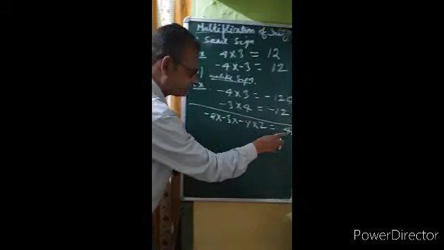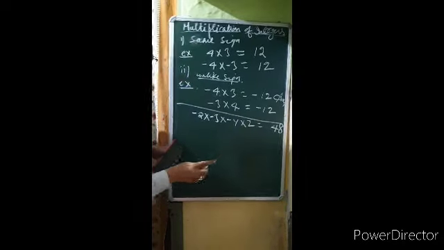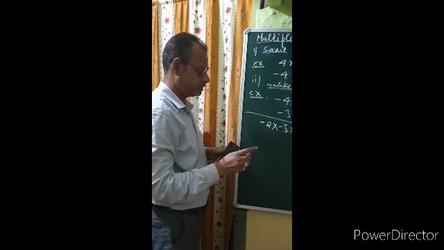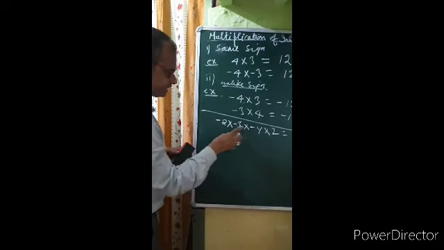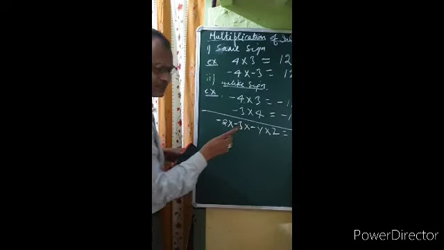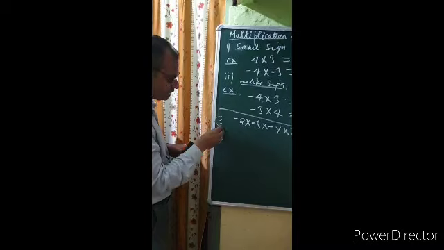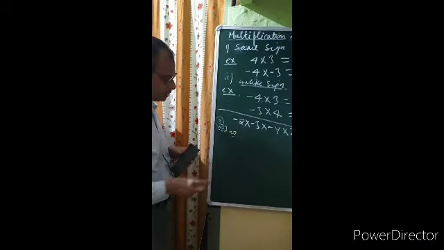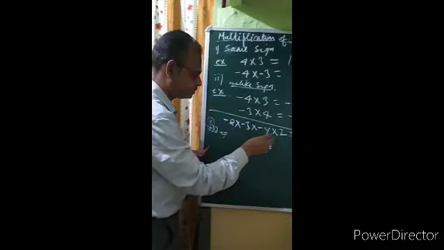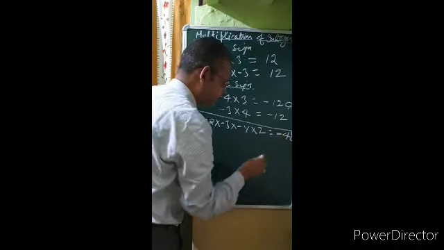Now whether we will put a negative sign or a positive sign to this answer depends on how many integers are with negative sign. There are 3 integers with negative sign, and 3 is an odd number. Therefore, we will have to put a negative sign to the answer.